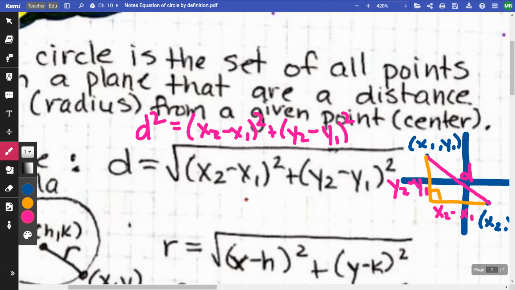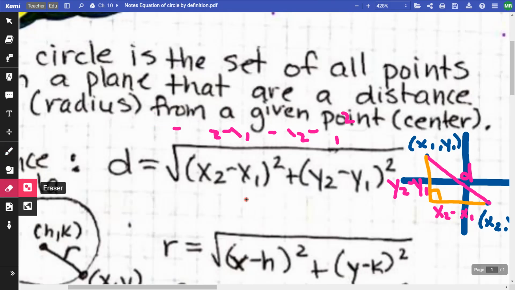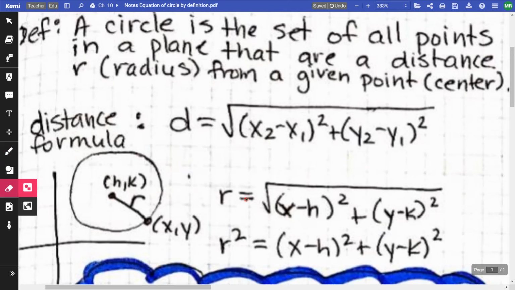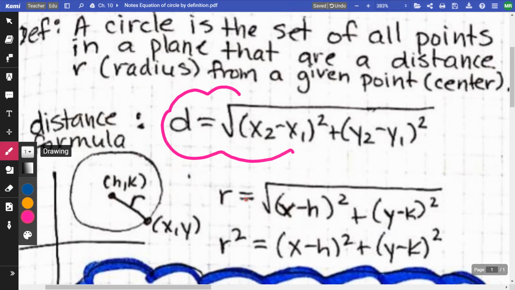So the distance formula really is just Pythagorean, okay? And again, what are we doing? We are just subtracting our x values and then squaring that quantity, subtracting our y values and squaring it, and that's how we get this distance formula.